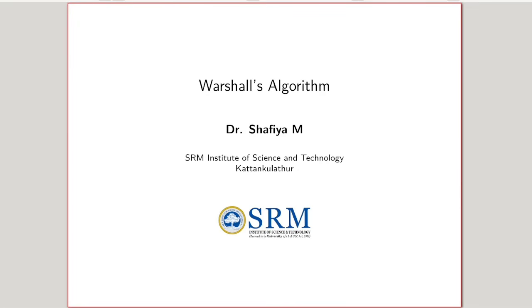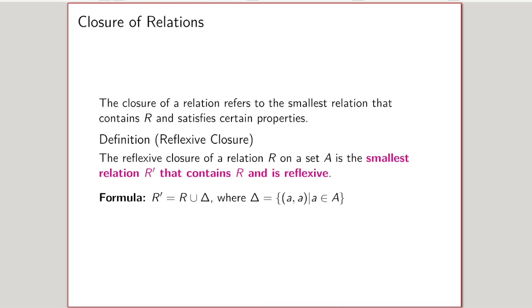Problems on Warshall's algorithm. Before going to Warshall's algorithm, we need to know what is meant by closure of relations. The closure of a relation is nothing but the smallest relation that contains the given one and satisfies certain properties. We have three types of closure of relations.